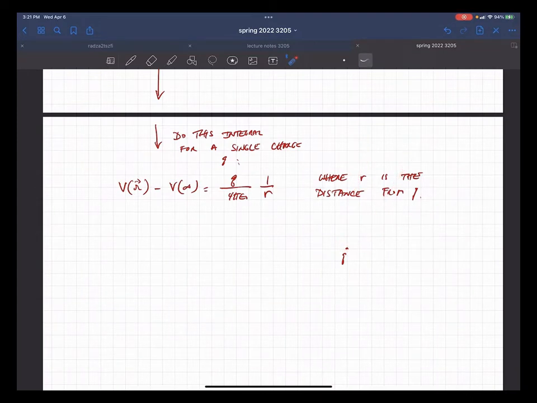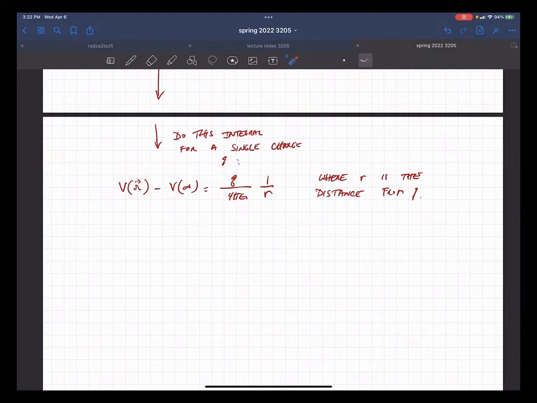So basically what this Q is doing is defining the electric field. In other words, if you were doing this against the electric field of a point charge, what you would get from that integral is Q over 4 pi epsilon naught, 1 over R, which is the potential for moving in the electric field of this point charge.